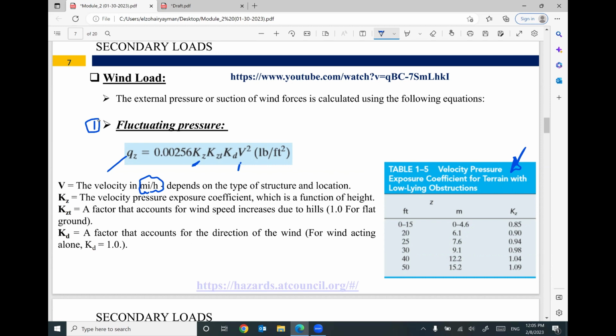And according to ASCE 7, we have a map for the United States, based on the location of your structure, where I can figure out the typical velocity of wind in miles per hour. Kzt and Kd, most of the time we are going to assume them to be 1.